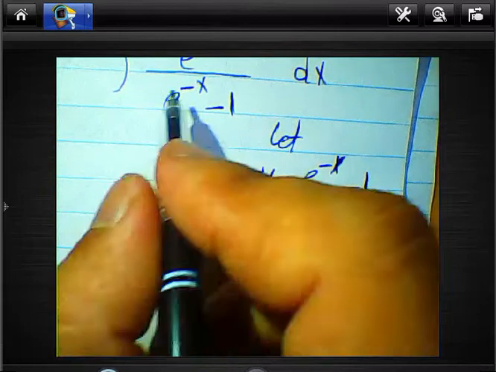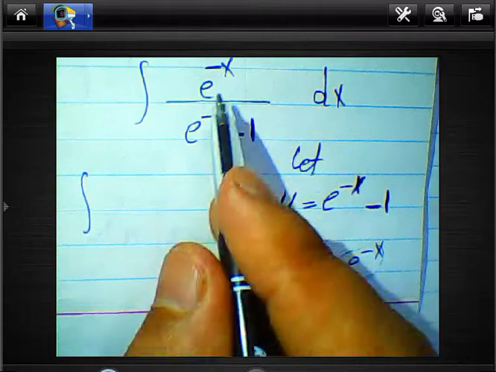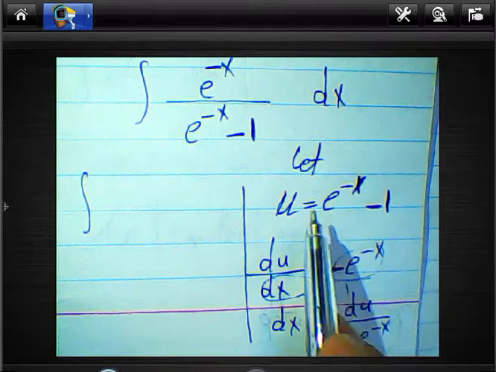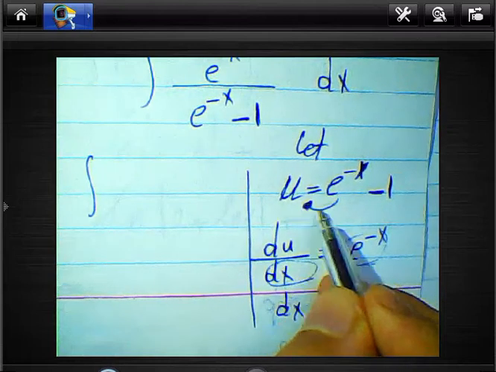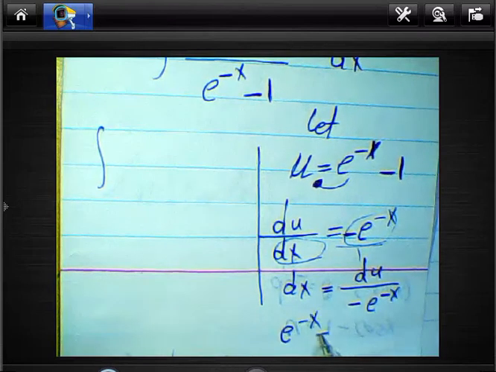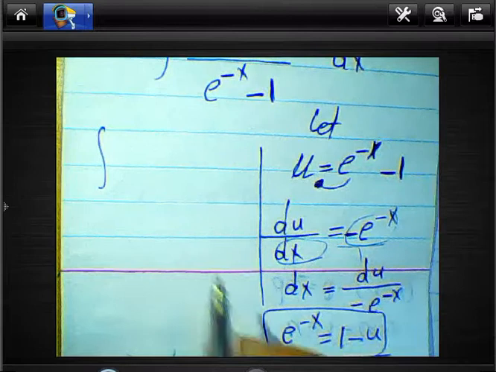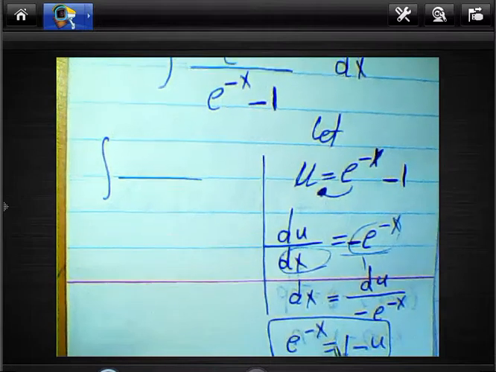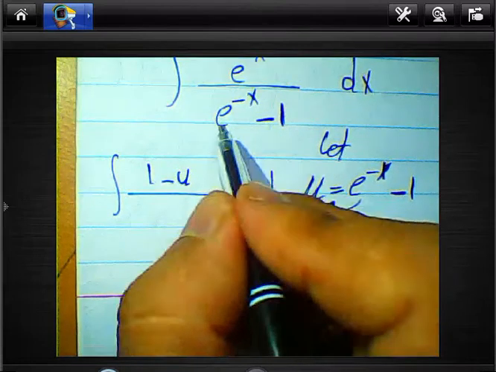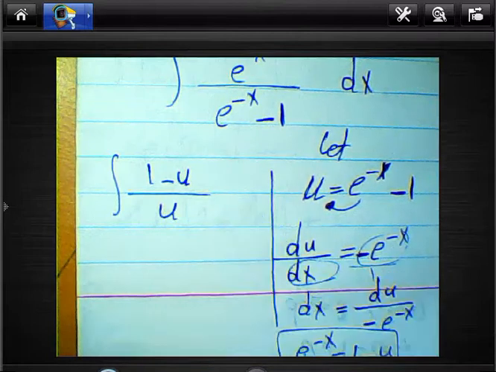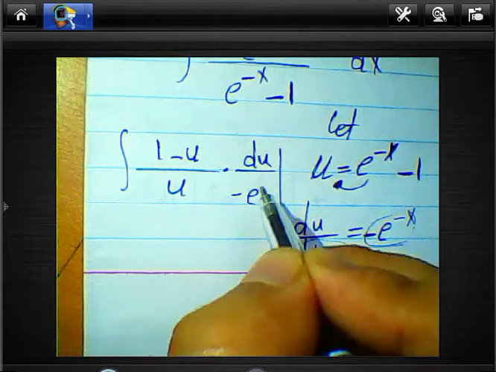Okay, and in this example we can write e power negative x equal u plus 1. We can move this term here, so e power negative x equal what? Equal 1 subtract u. Look at here, e power negative x equal 1 subtract u, and we write dx equal du over negative e power negative x.